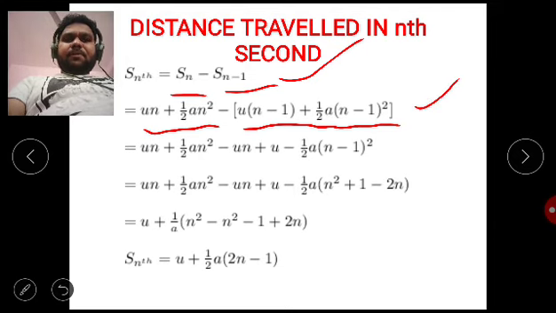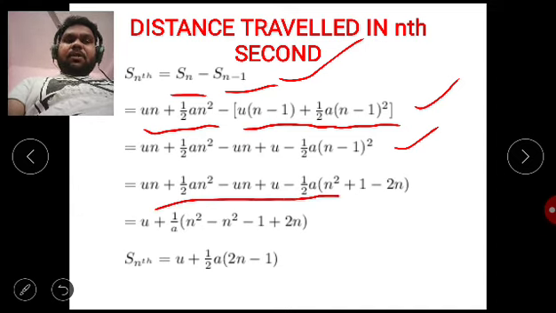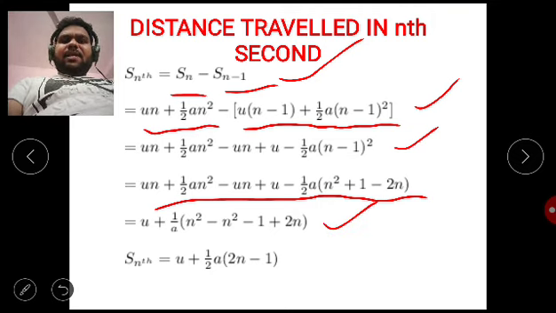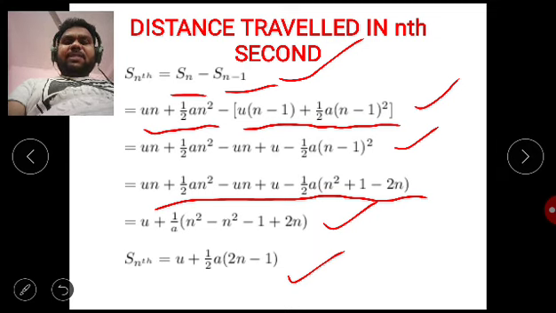Now you need to solve it. So you will simplify: un + ½an² − [u(n − 1) + ½a(n − 1)²]. Further solve it using (a − b)² = a² − 2ab + b². Further simplifying, we finally get the distance traveled in the nth second, which is given by u + ½a(2n − 1).